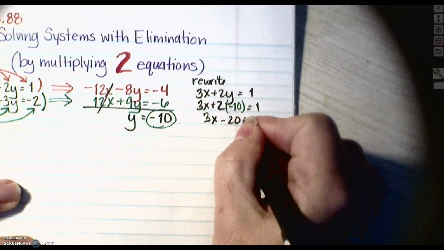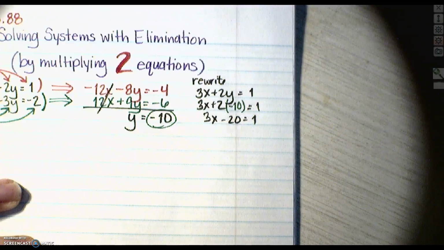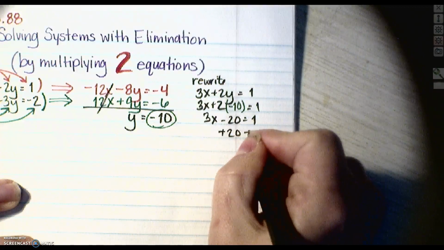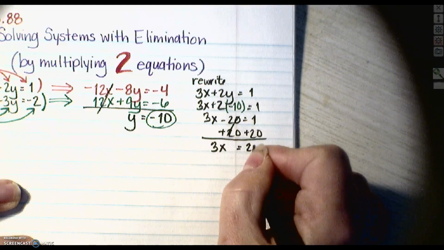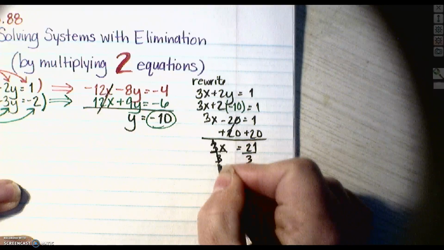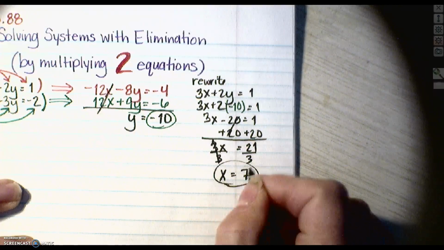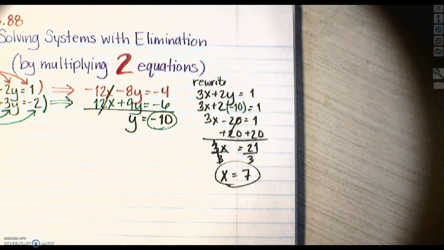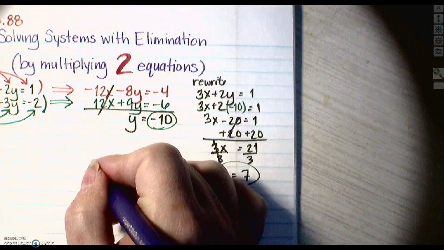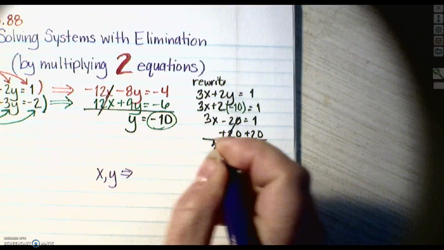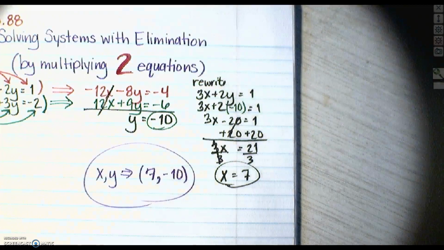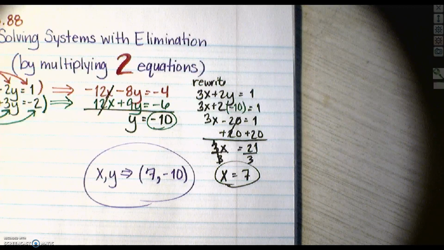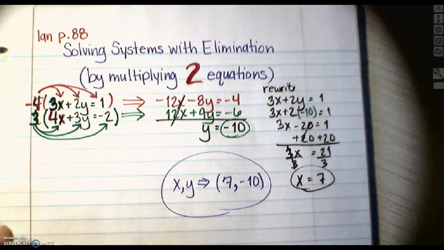3x minus 20, multiplied 2 times -10. Use our inverse operations. Hopefully we're getting real used to using these by now. Divide by 3. X is 7. So what we've got here is the ordered pair, my xy pair. X is 7. Y is -10. There we go. Now, guess what? I'm going to show you a second way to do the same problem. Hopefully, when we get to the end, we'll have the same answer.